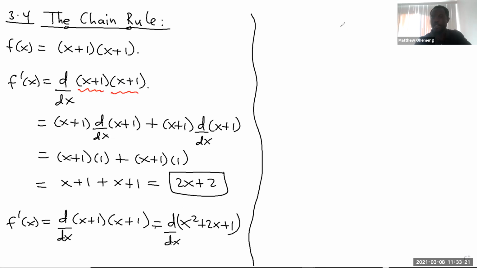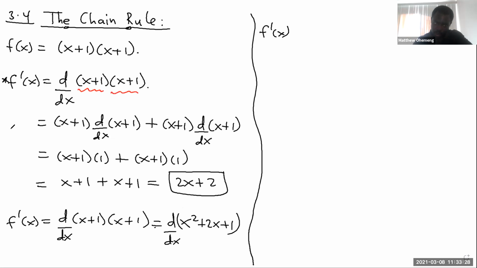So that's still valid. Now, when the person does this, they will say, okay, now my f prime is just going to be, now I can do it term by term. So I do the derivative of x squared, that's 2x. The derivative of 2x is 2. The derivative of 1 is 0. And I still end up with the same answer. No problems. So we are good.